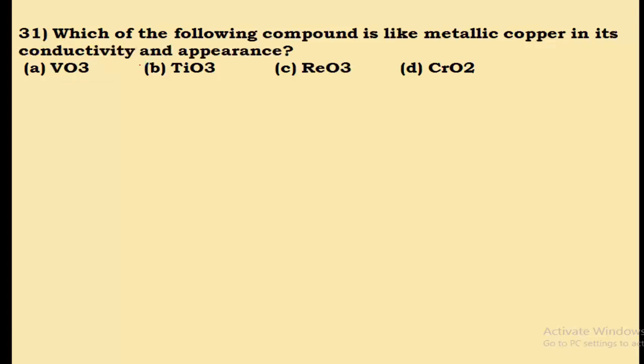Okay. Next one. Which of the following compounds is like metallic copper in its conductivity and appearance? Among these four, option C, that is rhenium oxide. Rhenium oxide is the compound which shows properties like metallic copper, such as conductivity and appearance. Rhenium oxide, remember this, ReO3. It shows the properties of metallic copper.